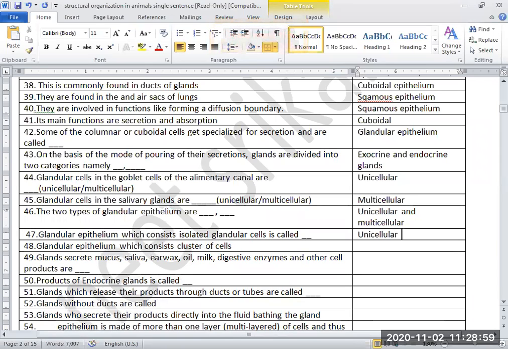Glandular epithelium which consists of isolated glandular cells is unicellular. Glandular epithelium which consists of clusters of cells is multicellular. Yes, very good.